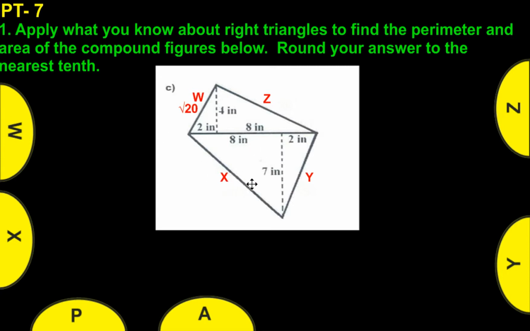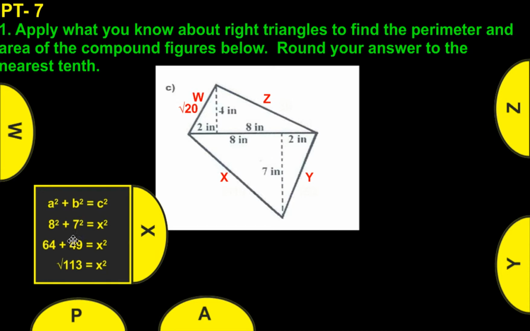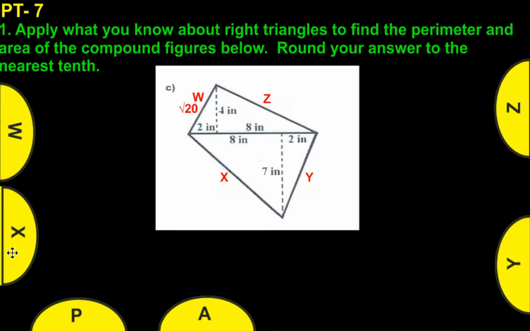Now I'm going to move down to X. I've got 2 legs, an 8-inch and a 7-inch. Plugging those in, I get 8 squared plus 7 squared equals X squared. 64 plus 49 equals X squared, so X is the square root of 113. And again, I'm going to leave it just like that for the time being. And move on to Y.